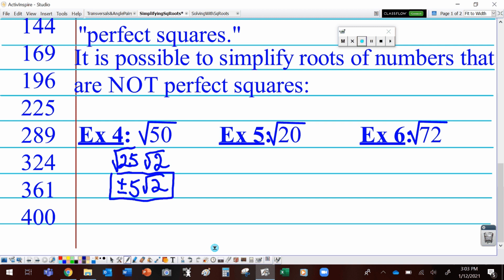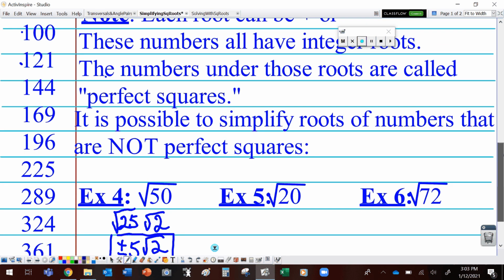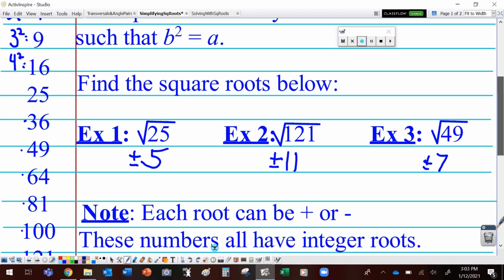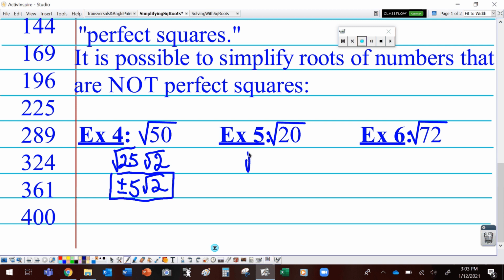Okay, let's try it again. Let's look at number 5 here, and we have the square root of 20. So I want a perfect square number off that list off to the side that divides evenly into 20. And I'm going to have to go pretty far up to find it. The biggest number that fits into 20 is 4. So I'll break this into the square root of 4 times, what does 4 multiply by to give me 20? Well, it multiplies by 5. Now, the square root of 4 is plus or minus 2, and bring down that square root of 5. And there we go, plus or minus 2 times the square root of 5.